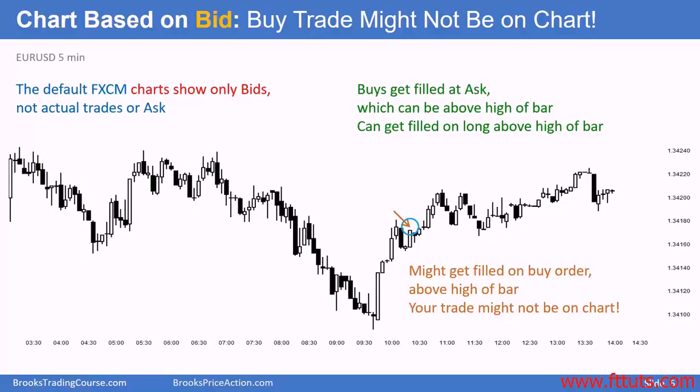You might get filled on a buy order above the high of the bar, and your trade might not even be on the chart. Remember, everything on this chart is based upon the bid. But when you buy, you get filled on the ask, which is always higher. You can get filled right here above the high of that bar, and your trade might not even be on the chart.